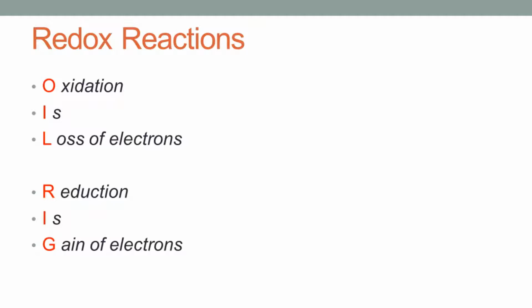If there is an increase in oxidation number or the valency, then the process is oxidation. If there is a decrease in oxidation number or decrease in valency, then there is reduction.